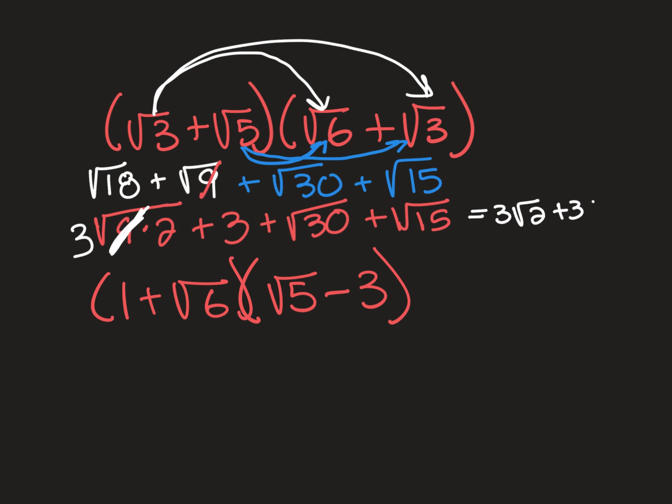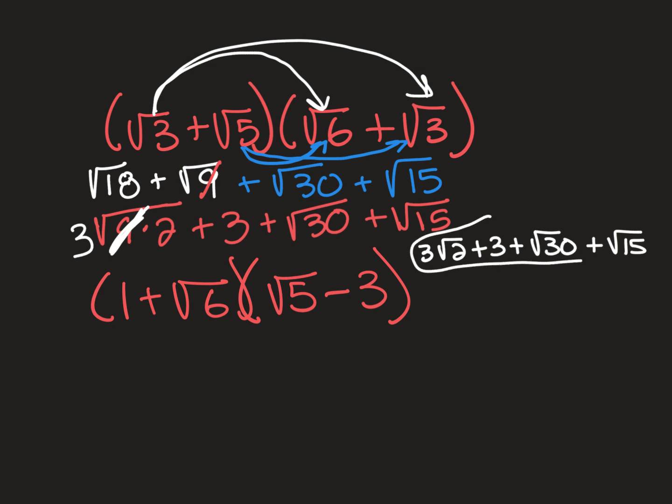So yes, you're just writing it out. Actually, let me move this over some. So we have 3 square root of 2 plus the whole number 3 plus the square root of 30 plus the square root of 15. So yeah, it's not pretty, but we don't care.